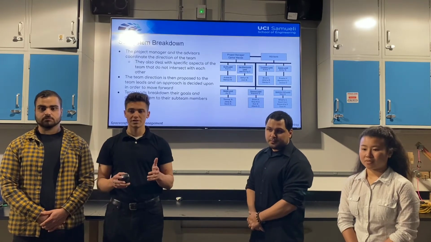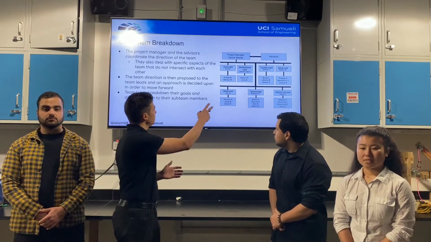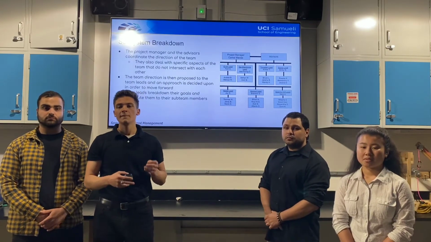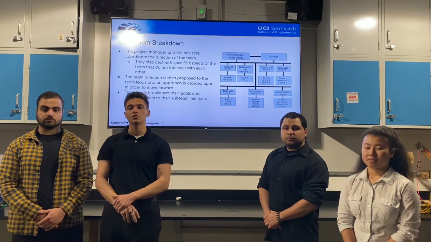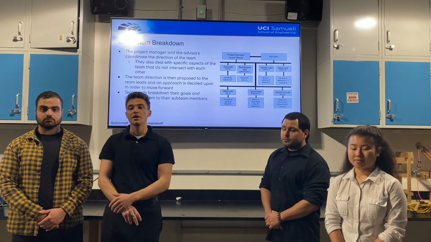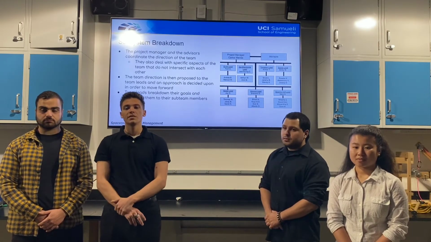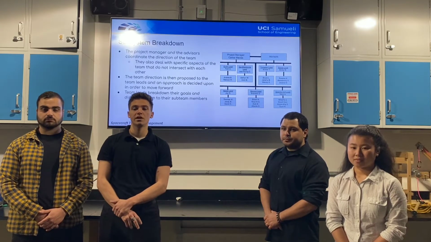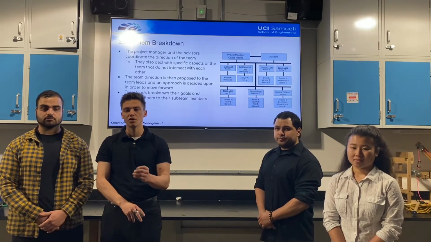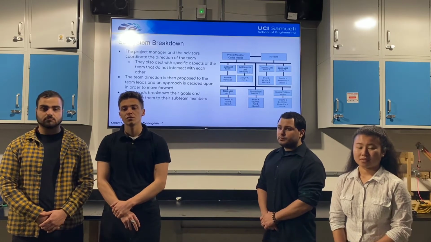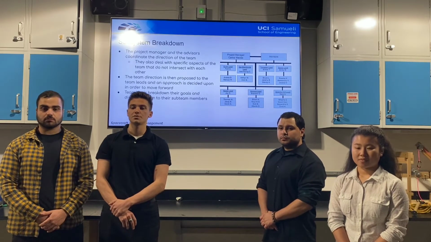The subsystem breakdown is as follows. The rightmost picture displays the physical representation of that breakdown. The project manager and the advisors coordinate the direction of the team. They also deal with specific aspects of the team that do not intersect with each other. The team direction is proposed to the team leads and an approach decided upon in order to move forward. Team leads break down their goals and distribute them to their sub-team members.